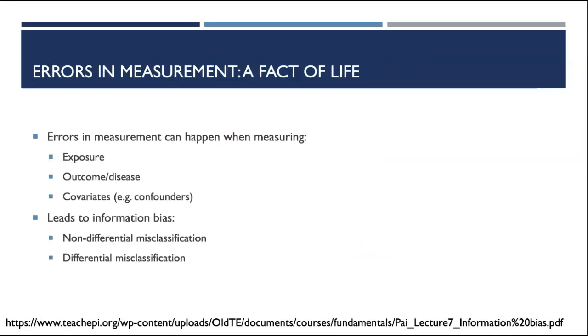So errors in measurement are kind of just a fact of life. They're going to happen. They can happen when you're measuring the exposure, when you're measuring the outcome or disease variable, as well as covariates, for example, potential confounders in your study. This leads to what we call information bias, and you can have non-differential misclassification or you can have differential misclassification. And we're going to talk about these.